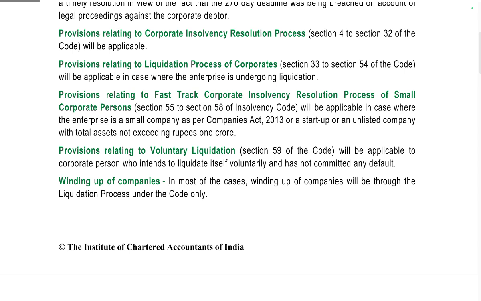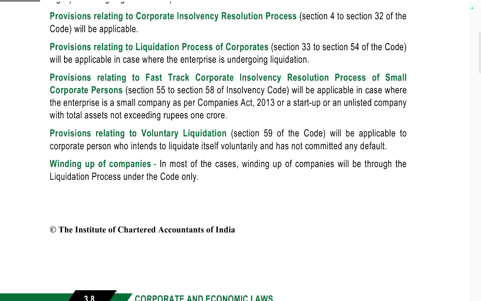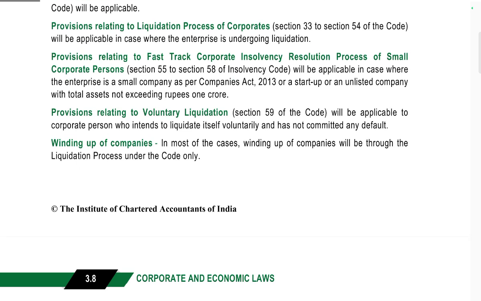The provisions relating to the fast-track corporate insolvency resolution process of a small corporate, Sections 55 to 58 of the Insolvency Code, will be applicable where the enterprise is a small company as per the Companies Act 2013, or a startup or unlisted company with total assets not exceeding 1 crore rupees.